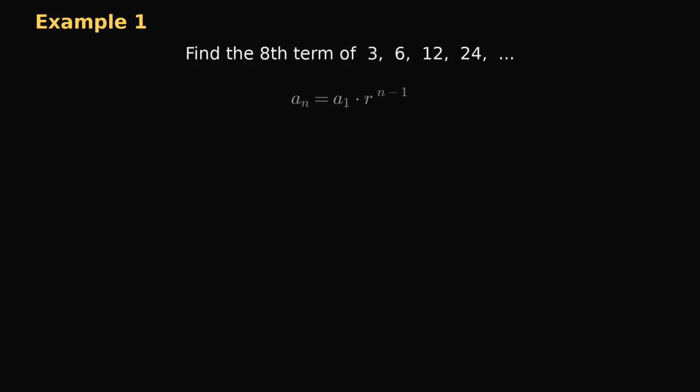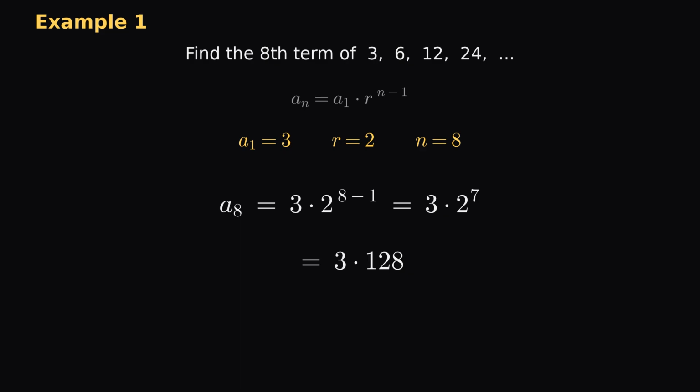Example 1. Find the 8th term of 3, 6, 12, 24, and so on. First find r. 6 divided by 3 is 2, so r is 2. a1 is 3, and n is 8. 3 times 2 to the power 8 minus 1. That's 3 times 2 to the 7th. 2 to the 7th is 128. 3 times 128 is 384.